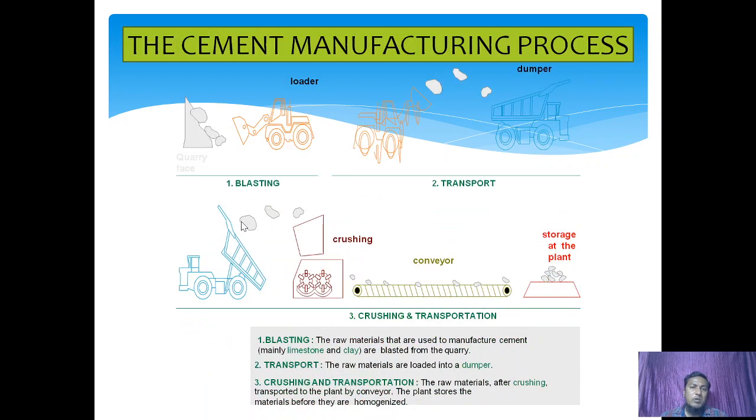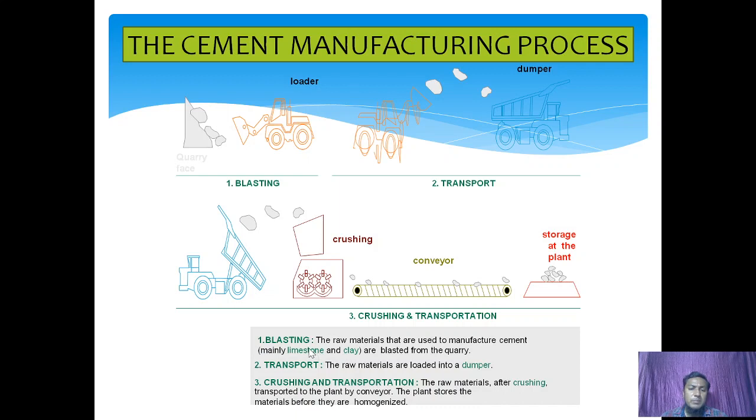In the cement manufacturing process, first of all, you have to take material from a quarry by blasting, and load it into a loader. Then you have to dump this material into a dumper and transport it. After that, you have to crush the material to get the desired shape and size. After that, it will be moved to the storage at the plant by using a conveyor belt.